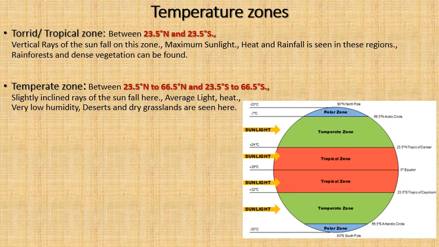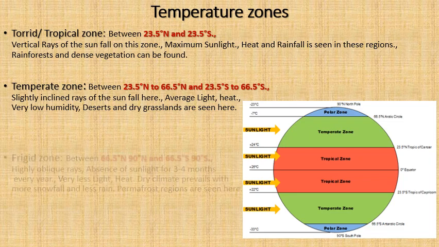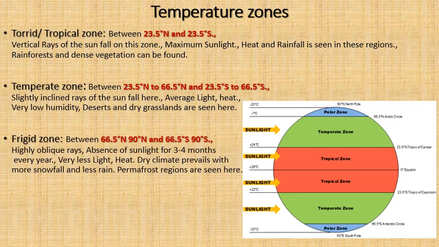So average light, heat, low humidity, deserts and grasslands, dry grasslands are seen here. What about the frigid zone or the polar zone? 66.5 to 90 degree north and 66.5 to 90 degree south. Highly oblique rays or slanting rays fall here. Absence of sunlight for 3 to 4 months.